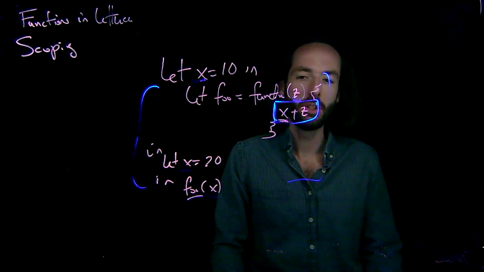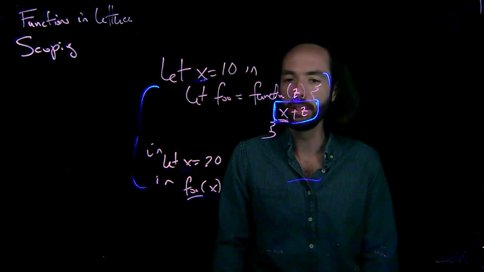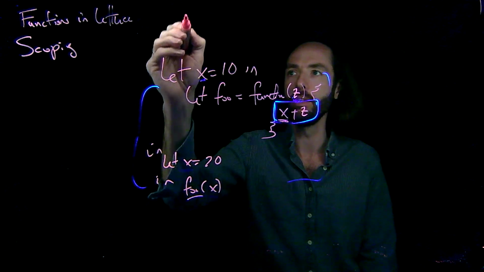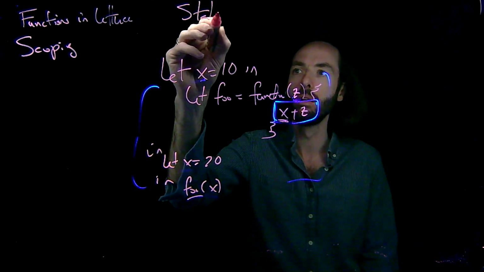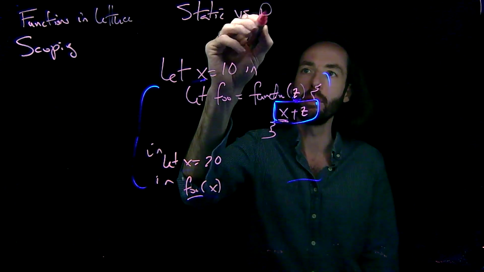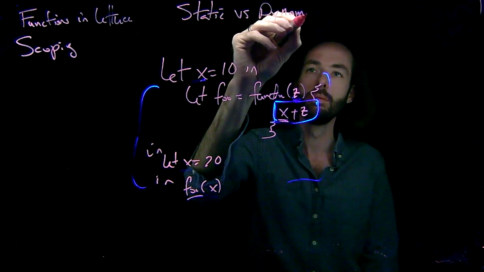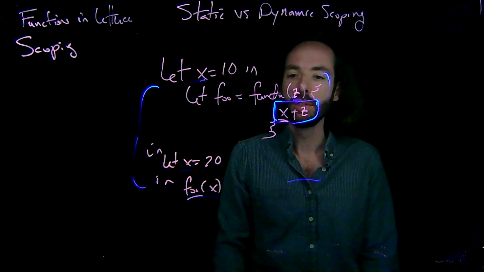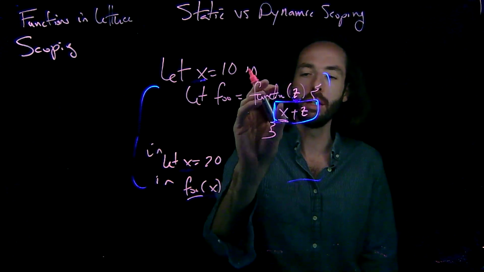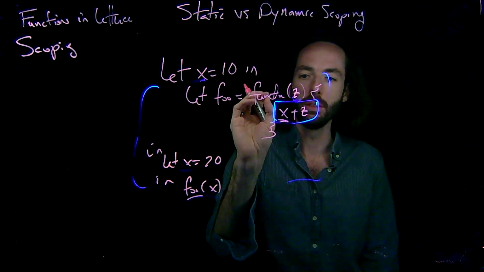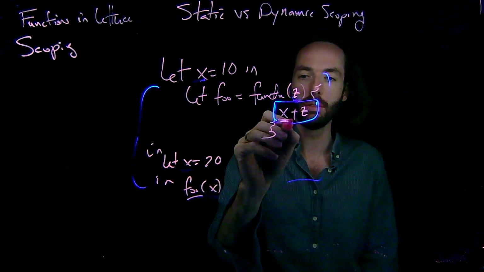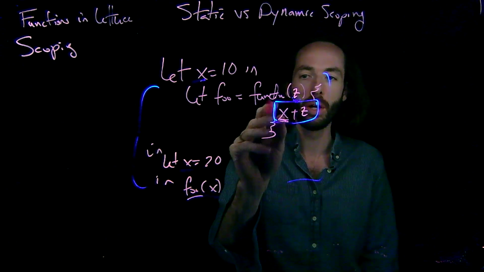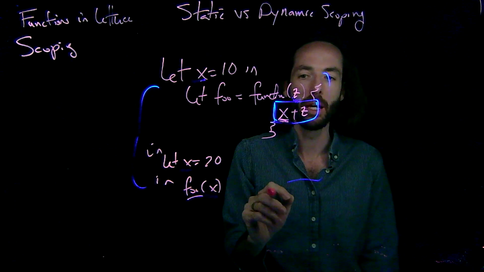And this is a choice we have to make as programming language designers. We have to decide how do we want to handle this. And this is called static versus dynamic scoping. So the static form says that when I define my function, I want to resolve whatever variables are going on inside of my function and keep them that way.